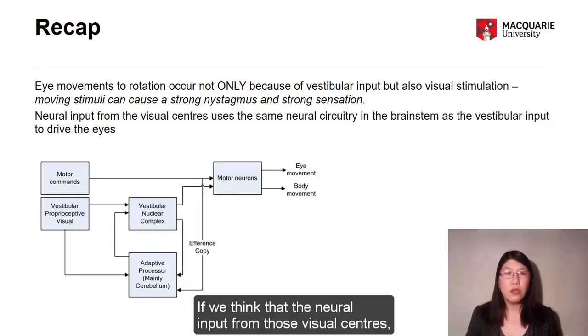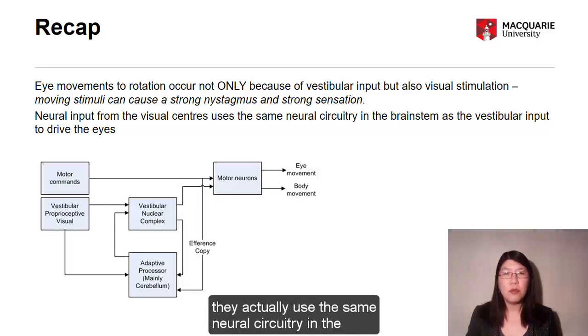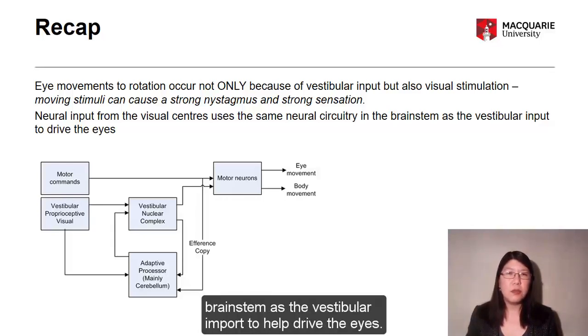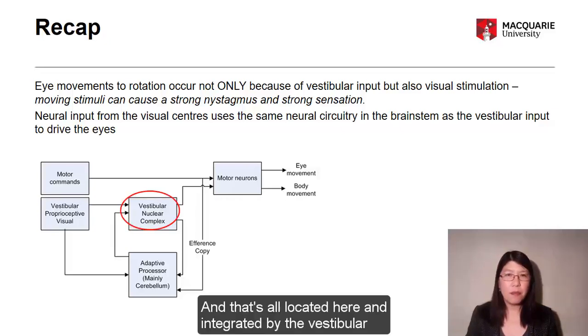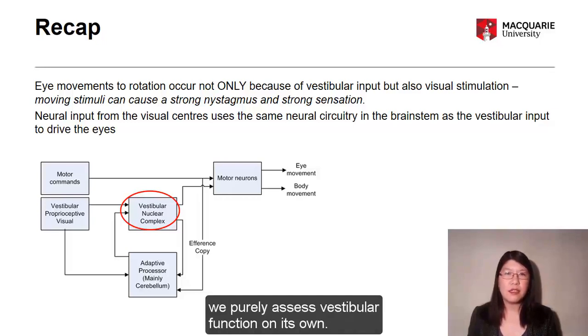If we think about the neural input from those visual centers, they actually use the same neural circuitry in the brainstem as the vestibular input to help drive the eyes. And that's all located here and integrated by the vestibular nuclei. So if the visual centers are the same as those that are processing vestibular input, it raises the question of how can we purely assess vestibular function on its own?